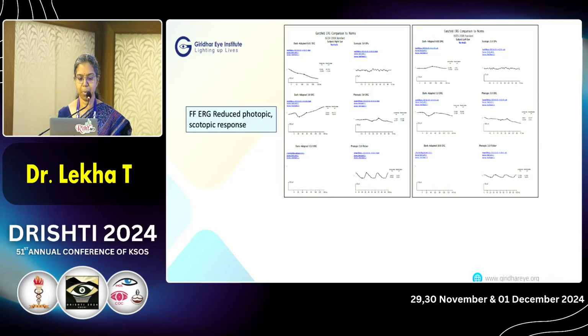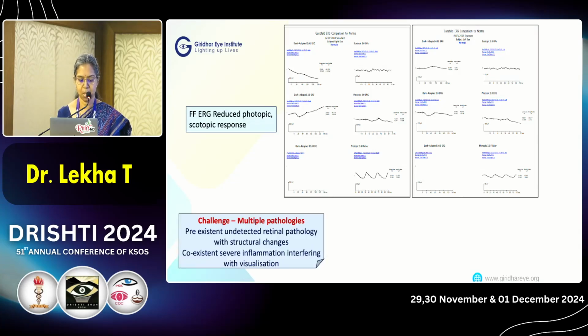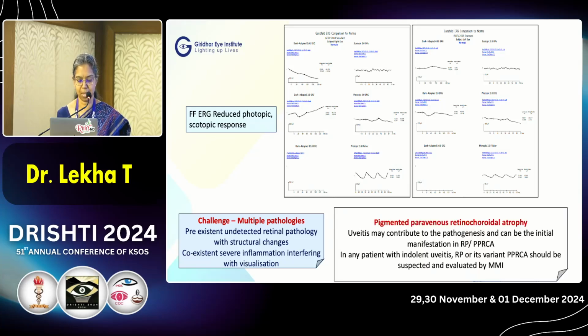And further workup, including ERG, showed the reduced photopic and scotopic response. So here the challenge was because of multiple pathologies, and we were unaware of the pre-existent undetected retinal pathology, and the coexisting inflammation was interfering with the visualization. So please remember, uveitis can contribute to the pathogenesis, and it can be the initial manifestation of these kinds of retinal dystrophies. So in any patient with indolent uveitis, RP or its variant should be suspected and ruled out by MMI.